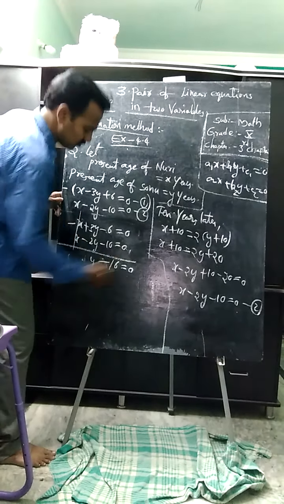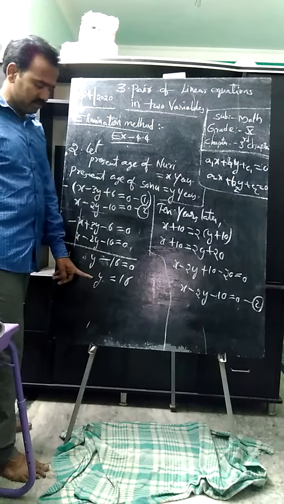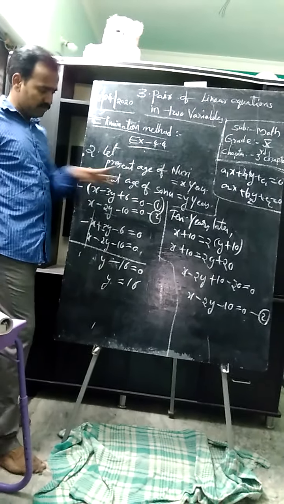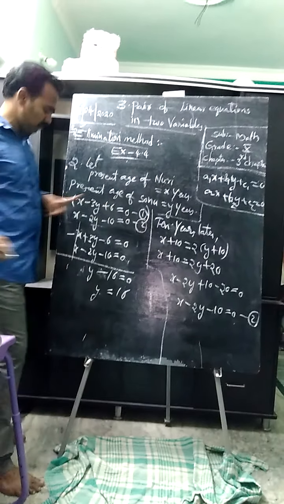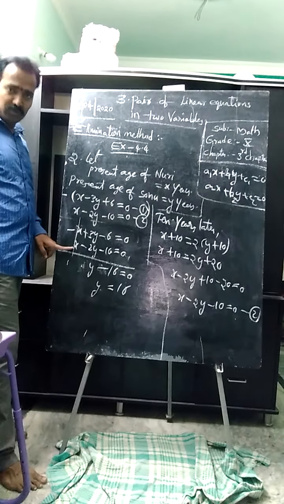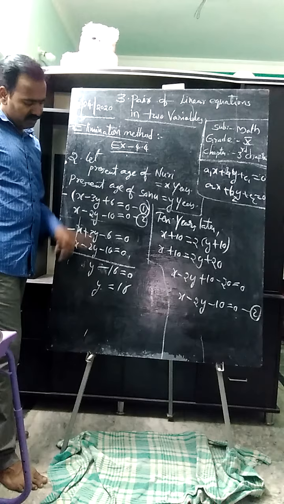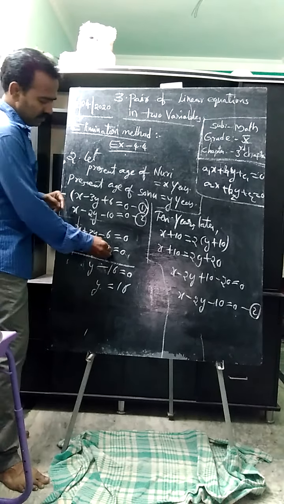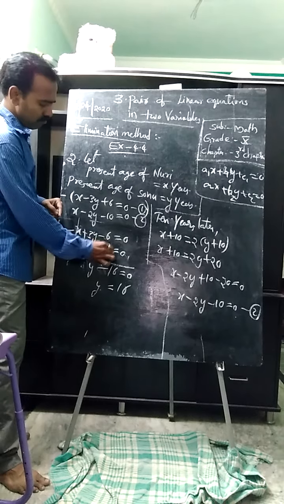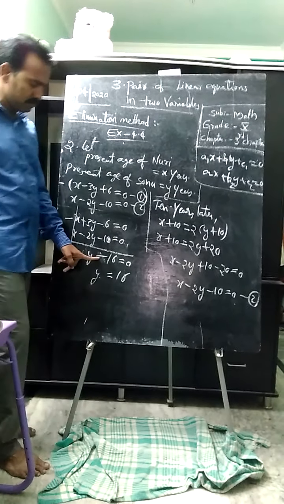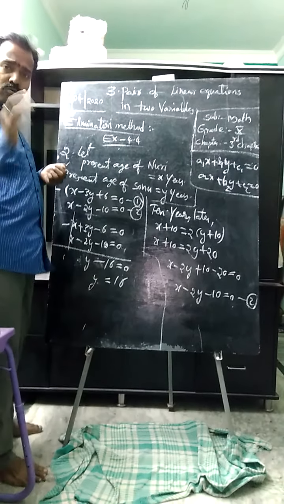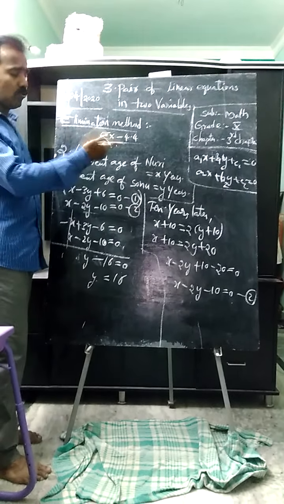Again I am repeating, students, as we discussed just now. If you multiply the first equation by minus 1, the x variable is eliminated. After simplifying, we have 3y minus 2y is y, minus 10 minus 6, both are the same sign, so add up and take the minus symbol: y is equal to 16. So the present age of Sonu is 16 years. Now we have to find the present age of Noori.